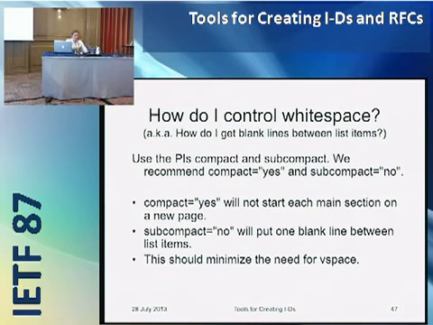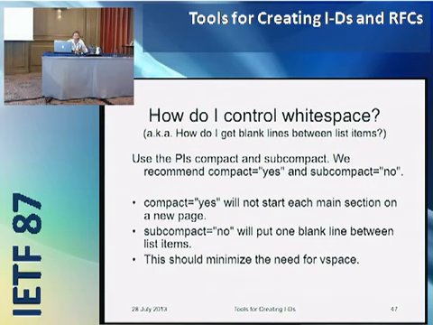So one common question that comes up with XML to RFC is, how do I control the white space? Like, how do I get blank lines between list items? So there are processing instructions called compact and subcompact. We recommend compact equals yes and subcompact equals no.